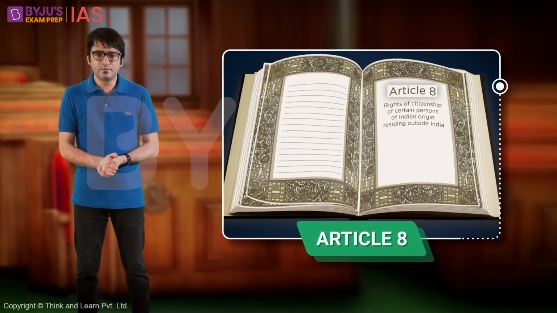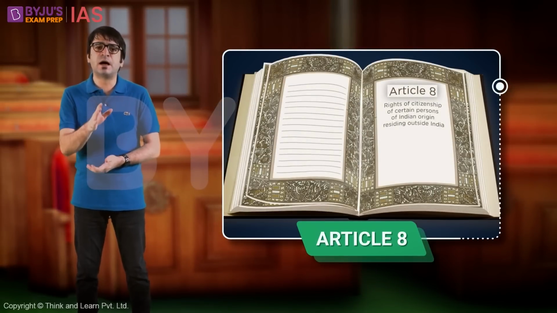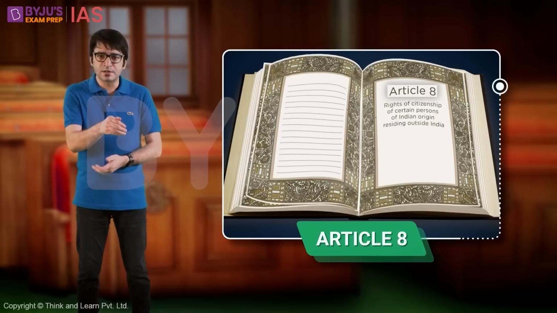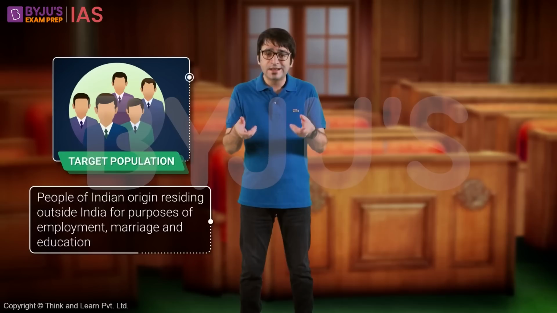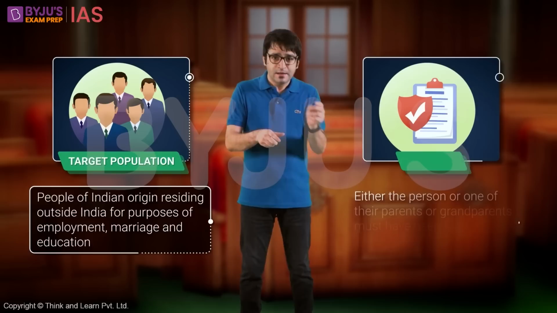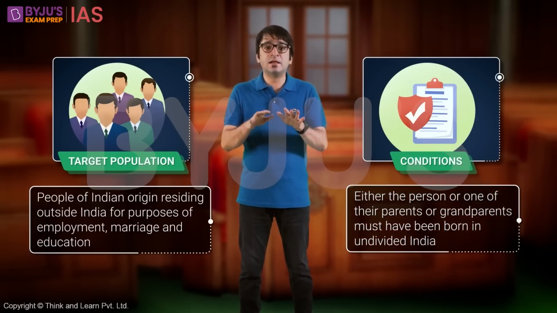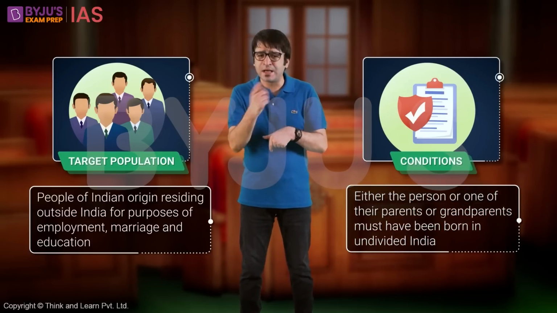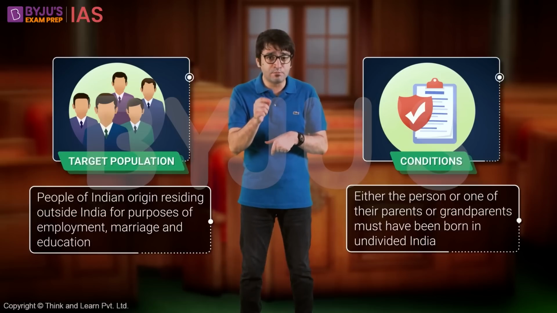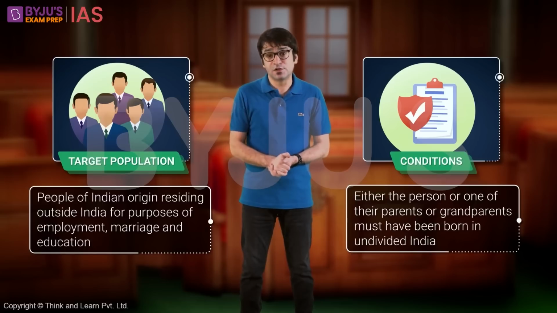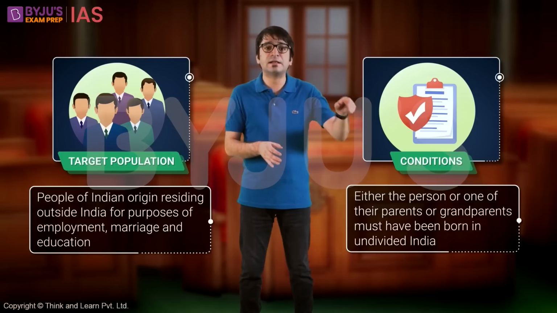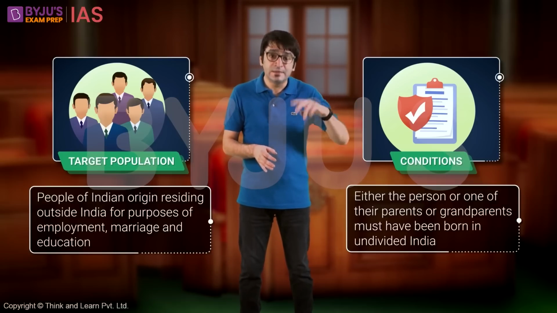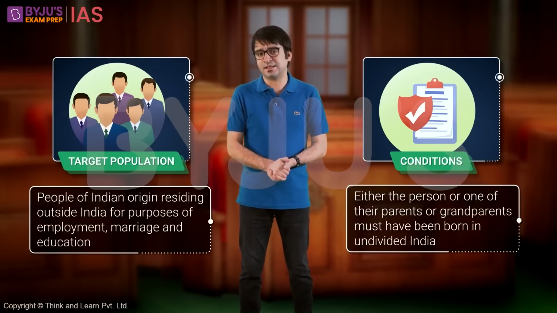Article 8 of the Constitution is about rights of citizenship of certain persons of Indian origin but residing outside India. Like the name suggests, this was applicable to people of Indian origin residing outside India. The condition for such people was that either the person or one of his or her parents or grandparents must have been born in undivided India. Such a person could register himself as a citizen of India with the diplomatic or consular representative of India in the country of his or her residence.